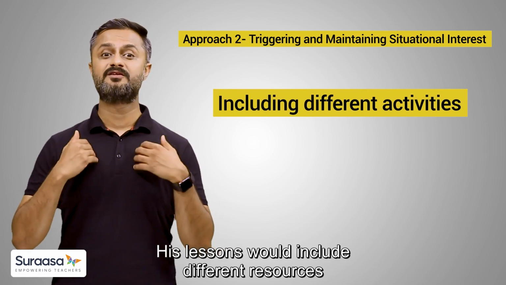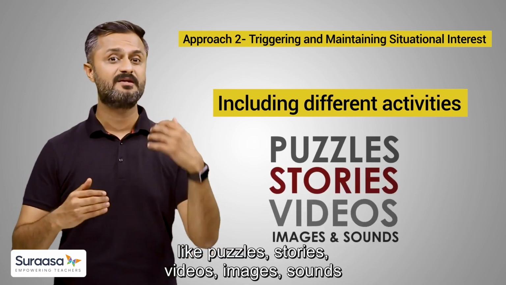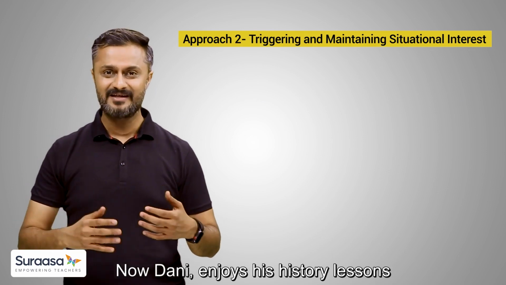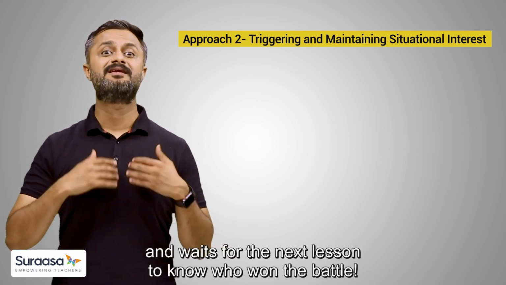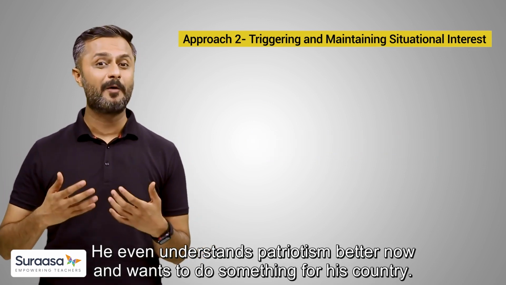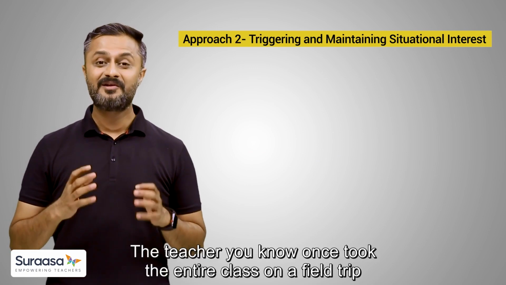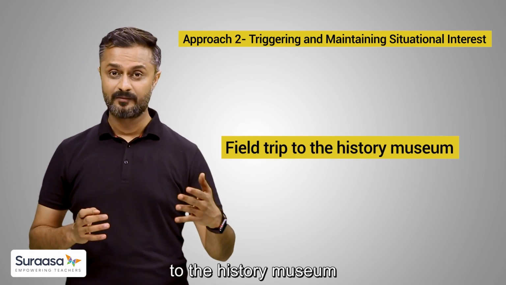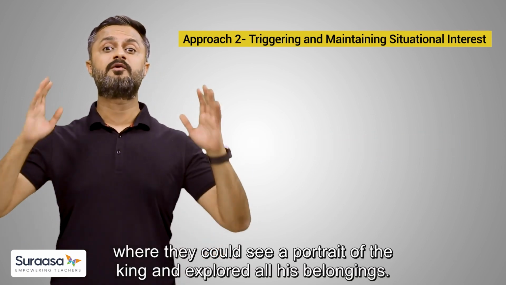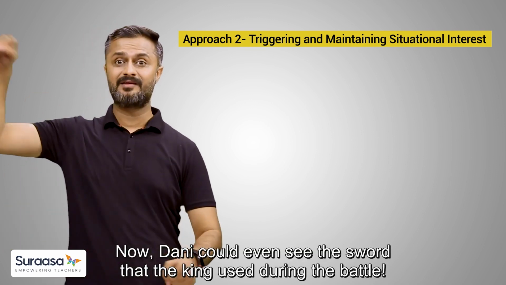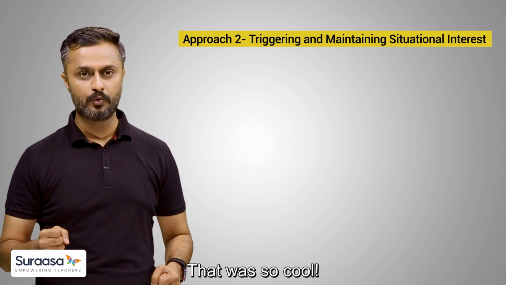His lessons would include different resources like puzzles, stories, videos, images, sounds, and he would always use humor by saying some unexpected comments or sharing jokes. Now, Danny enjoys his history lessons and waits for the next lesson to know who won the battle. He even understands patriotism better now and wants to do something for his country. The teacher once took the entire class on a field trip to a history museum where they could see a portrait of the king and explored all his belongings. Now, Danny could even see the sword that the king used during the battle. And that was so cool.